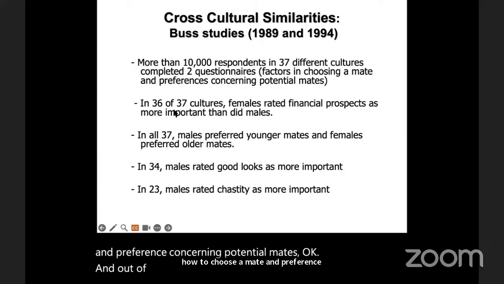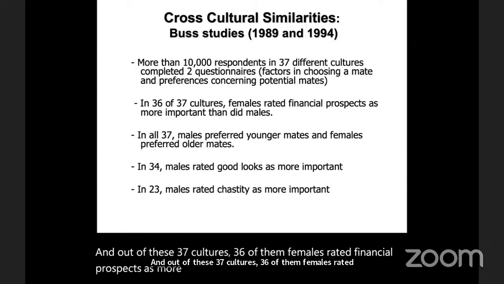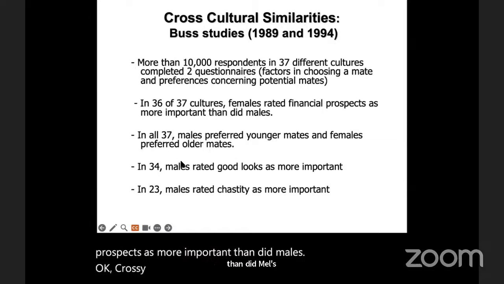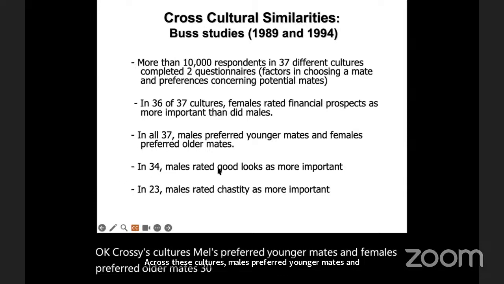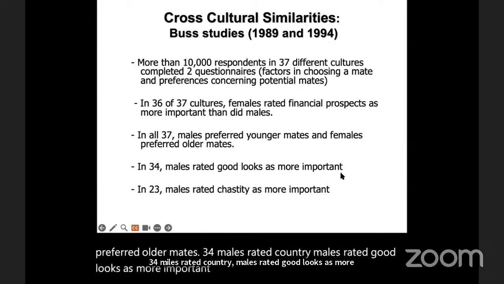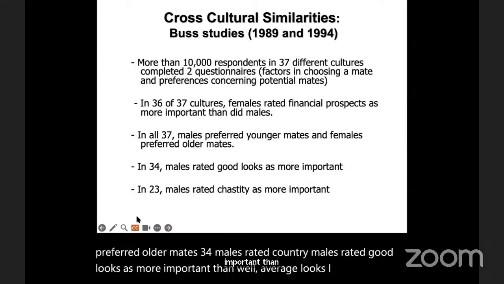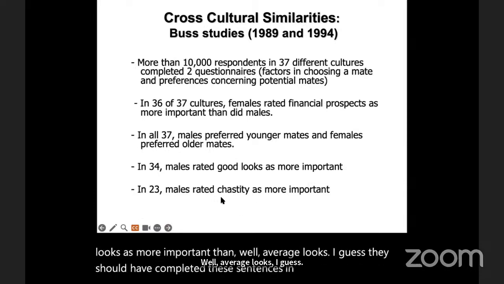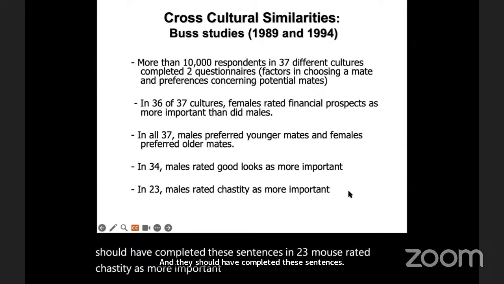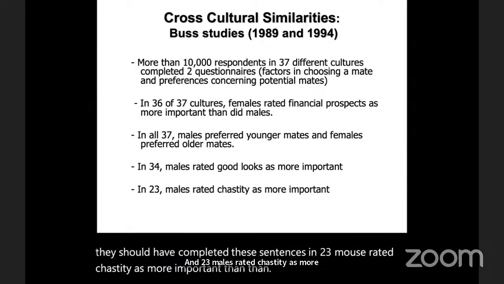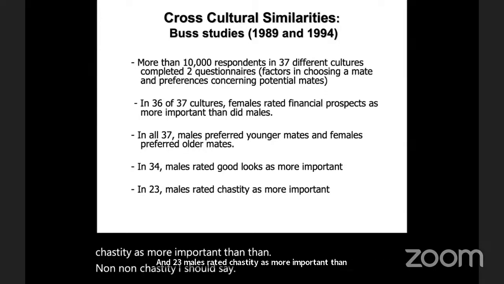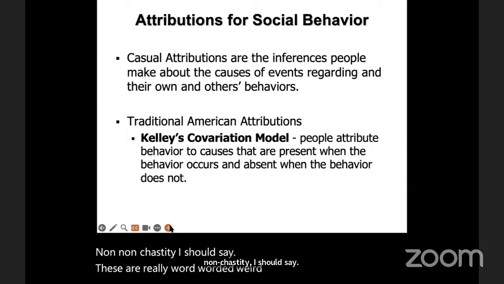And out of these 37 cultures, 36 of them females rated financial prospects as more important than did males, okay? Across these cultures, males preferred younger mates and females preferred older mates. In 34 countries, males rated good looks as more important than, well, average looks, I guess. I think they should have completed these sentences. In 23, males rated chastity as more important than non-chastity, I should say. These are really worded weird. Are there more before I go into explaining them?